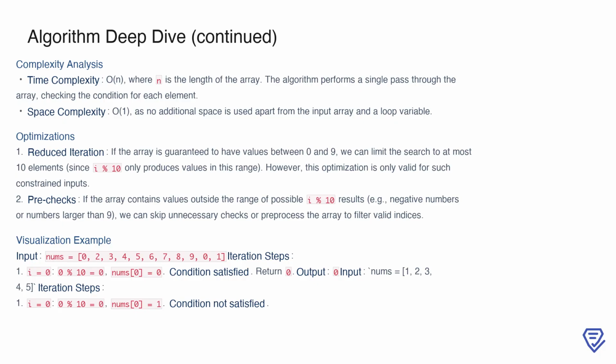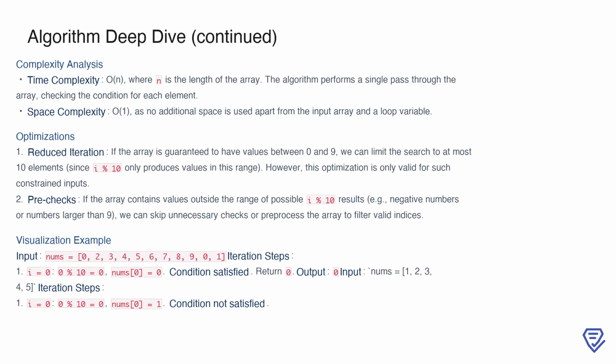Another optimization involves pre-processing the array to filter out values that cannot possibly satisfy the condition, such as negative numbers or values larger than 9. This can significantly reduce unnecessary checks for certain inputs. To illustrate, consider the example nums = [0, 2, 3, 4, 5, 6, 7, 8, 9, 0, 1].